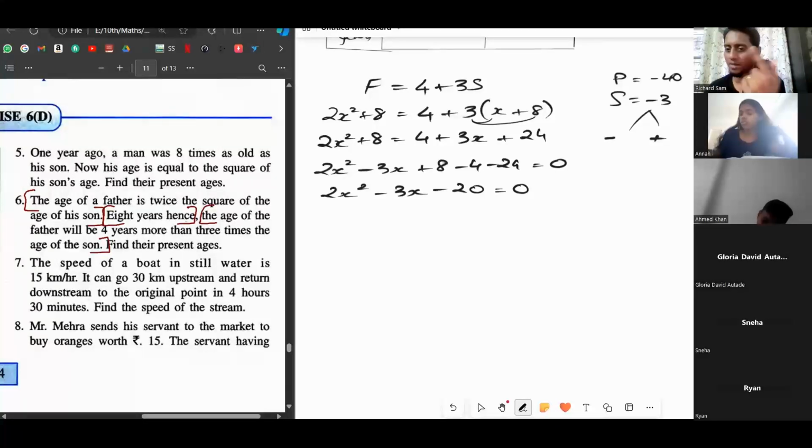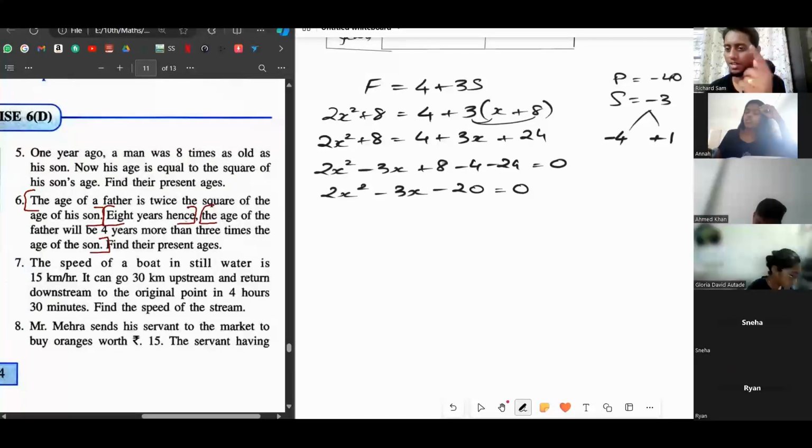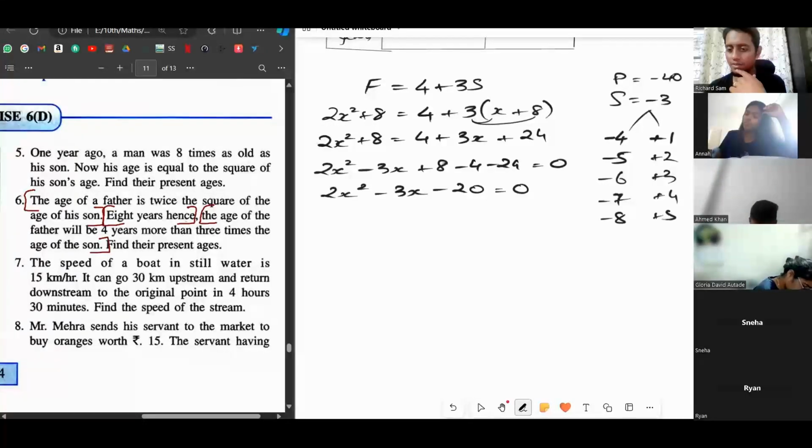So we start from the number after 3, which is 4 and 1, because when you add these two, you're getting minus 3. So keep going like this. So 5 and 2. Then 6 and 3. 7 and 4. 8 and 5. Okay, so we realize that this is your answer, 8 and 5, because 8 fives are 40.